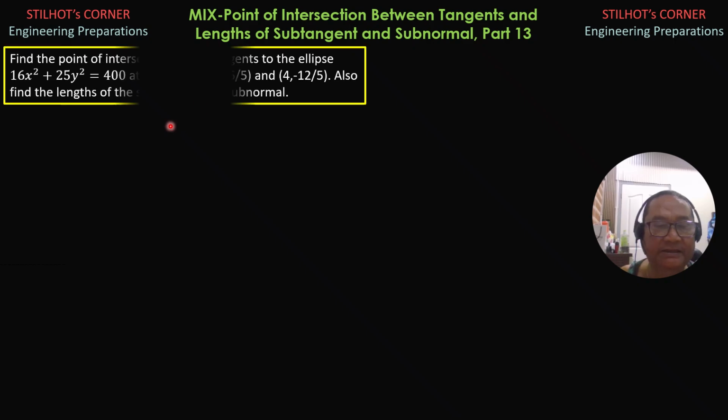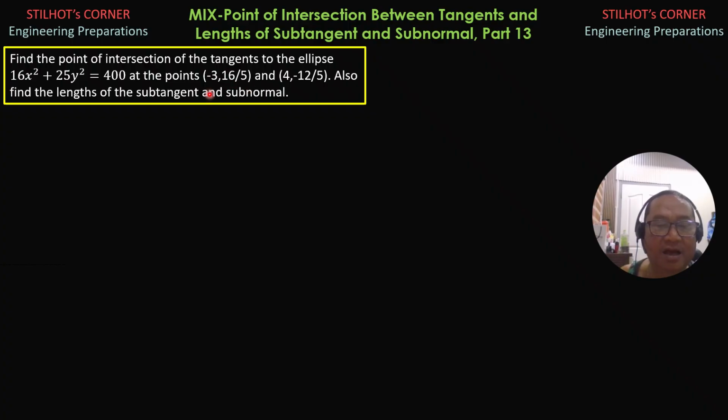So here is the problem. Find the point of intersection of the tangents to the ellipse 16x squared plus 25y squared equals 400 at the points where x is negative 3 and y is 16 over 5. If the problem is to be remade, then I want you to verify that when x is negative 3, y is 16 over 5.